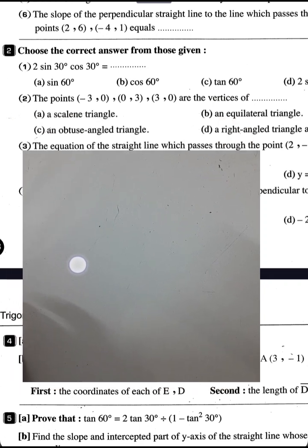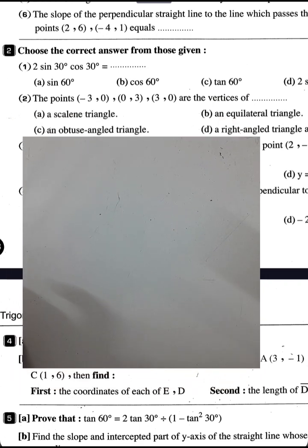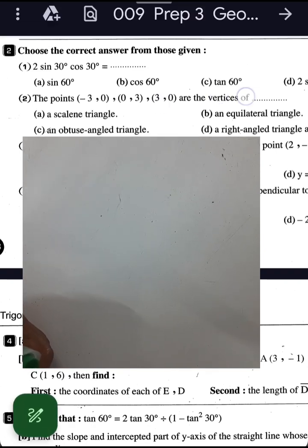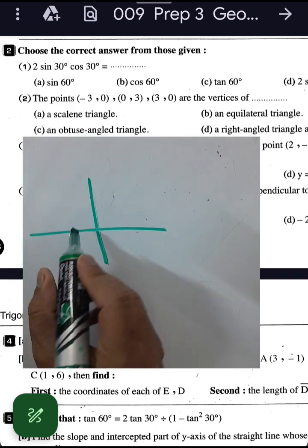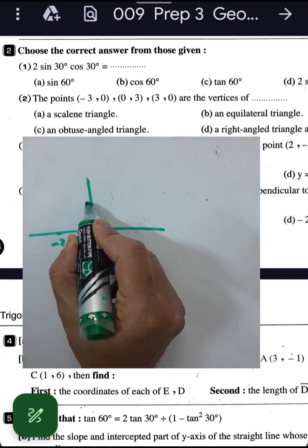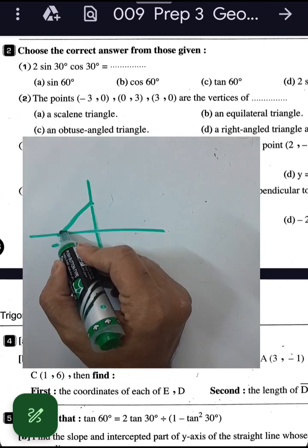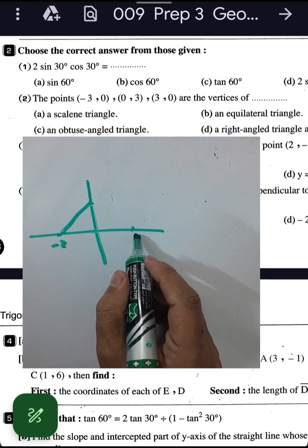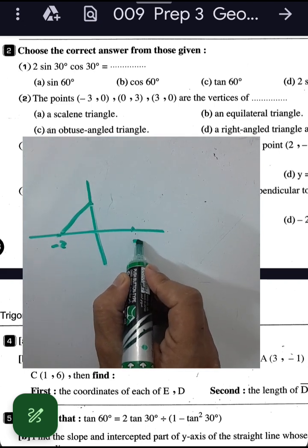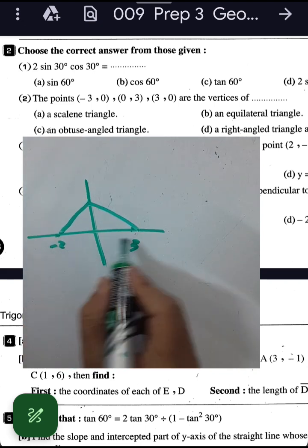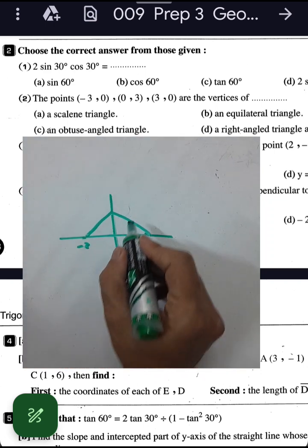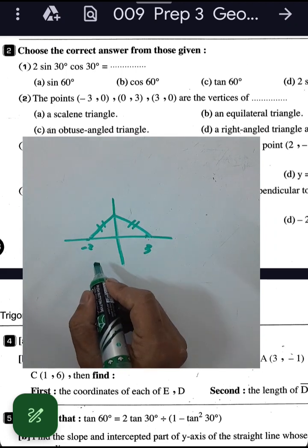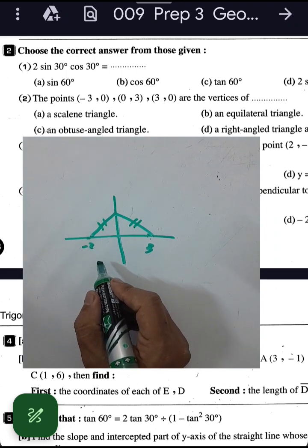Question number 2. The points negative 3 and 0, 0 and 3, 3 and 0 are vertices of what shape? Okay, we can draw here negative 3 and 0 and 0 and 3, and we have here 3 and 0. Okay, we have here a triangle. It is isosceles. This part equals this part. It will be what?